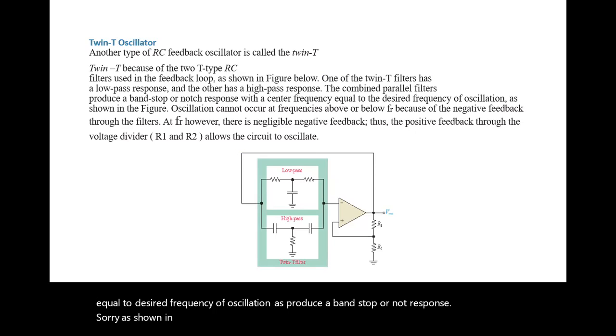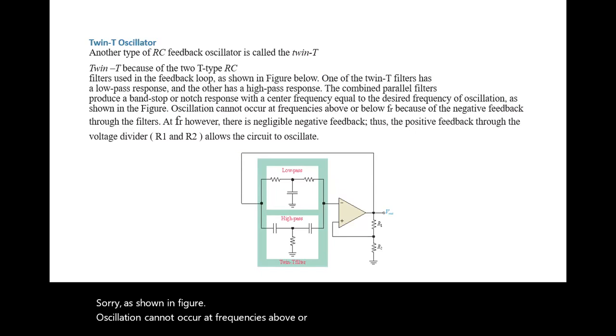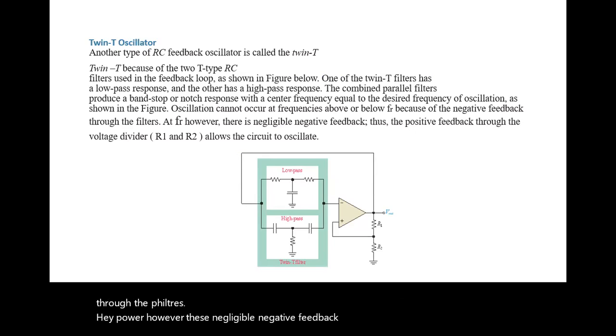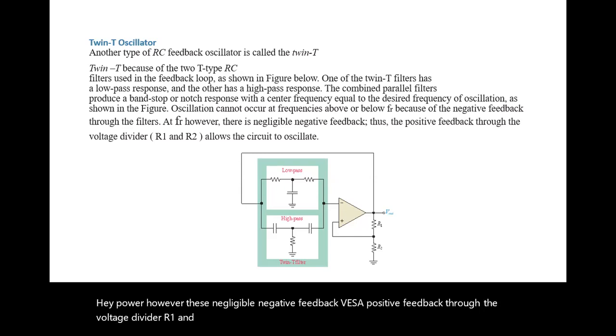Oscillation cannot occur at frequencies above or below FR because of a negative feedback through the filters. At FR, however, there's a negligible negative feedback. Thus, a positive feedback through the voltage divider, R1 and R2, allows the circuit to oscillate.